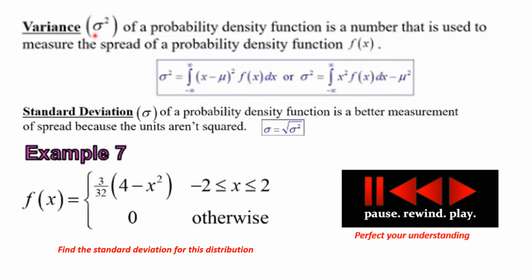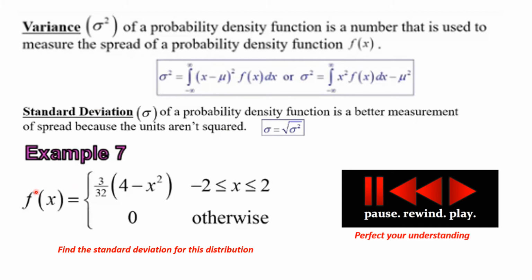Now, this is called the variance, sigma squared. But the standard deviation, sigma, of a probability density function is a better measurement of spread, because if we're measuring things in inches, then the variance will come out in inches squared, and we want this to come out in inches, the same units. So the definition is that the standard deviation is the principal square root of the variance. And again, that's always going to be bigger than or equal to 0.